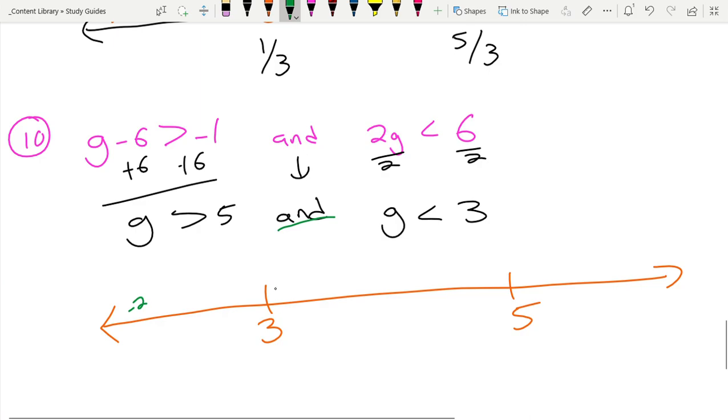So now I check out 3. Is 3 bigger than 5? No, it's not. So I move into the middle, like 4. Is 4 bigger than 5? Nope, so the middle doesn't work. So now I check out 5. Is 5 bigger than 5?